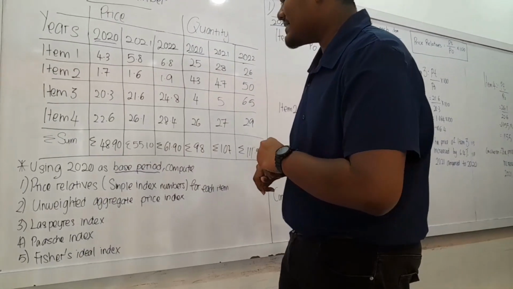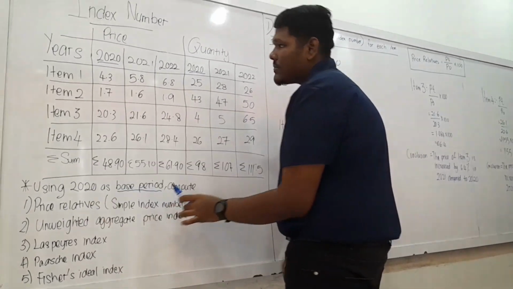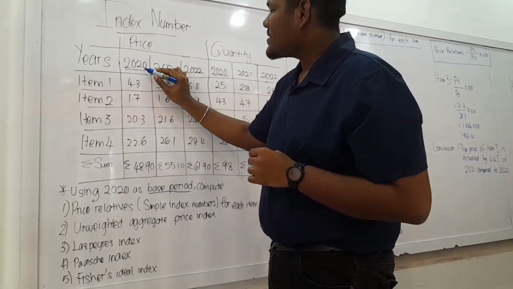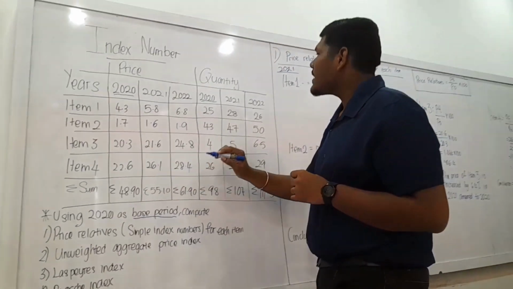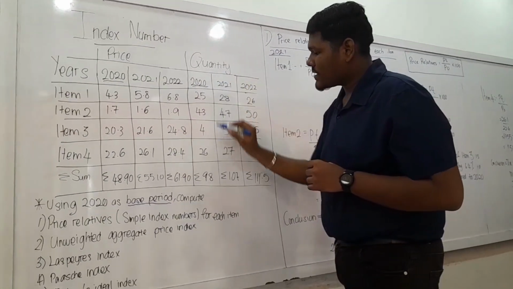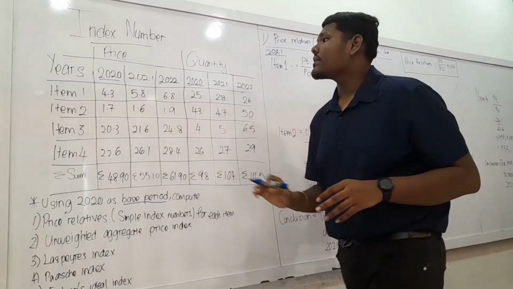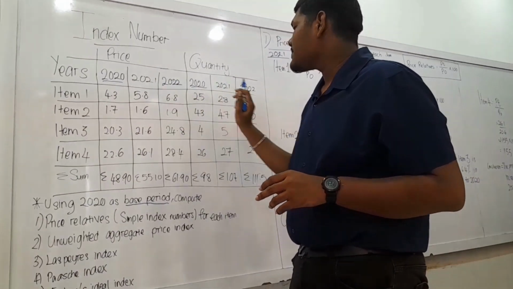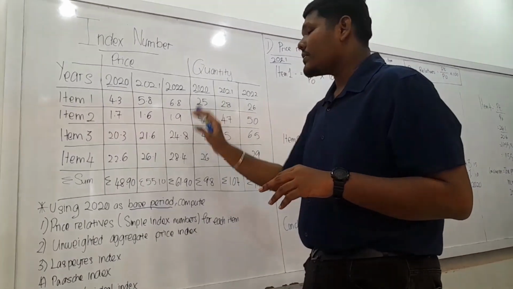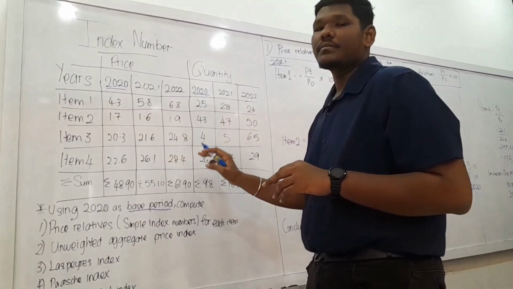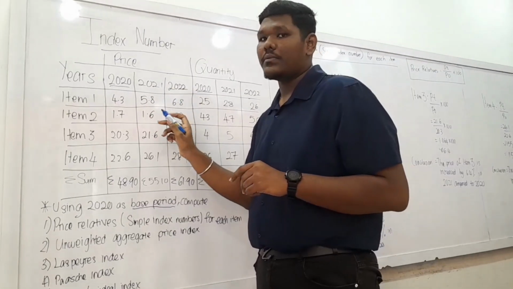Using 2020 as base year, which means 2020 is the base period. 2020 is the base period for price, and for the quantity as well. You can see they have another 2 lists. It's asking for each item, so we have to do it for 2021 and 2022. There are 4 items. So let's look at 2021 first.